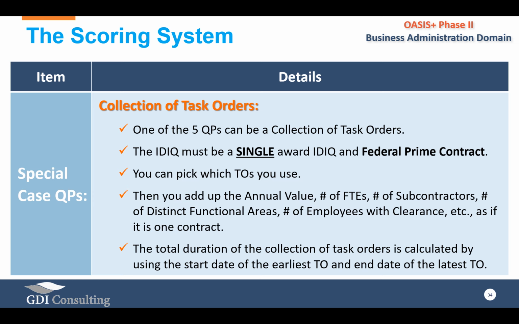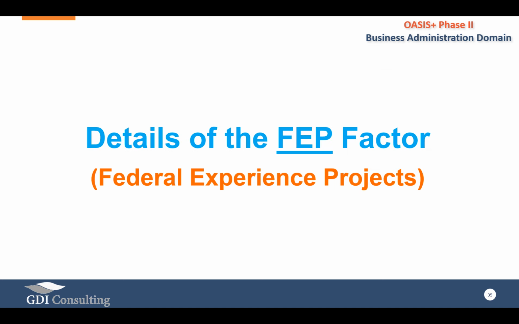So this is very good if you do have a task order, single award IDIQ, and you're prime on it. You can actually take advantage of this, and one of your QPs can come from that. So that was the main score factor, the QP factor and its sub-factors.